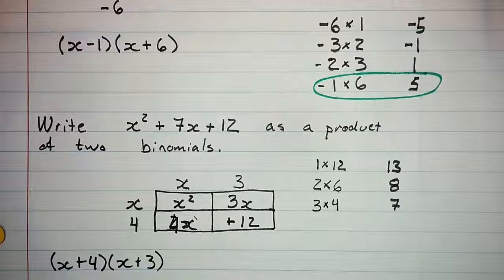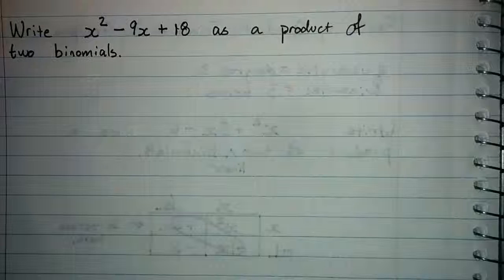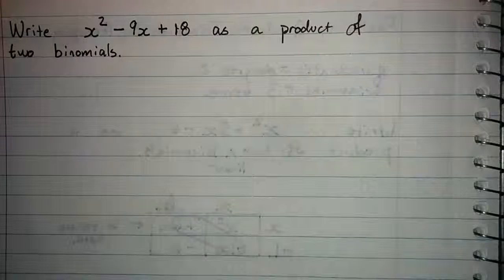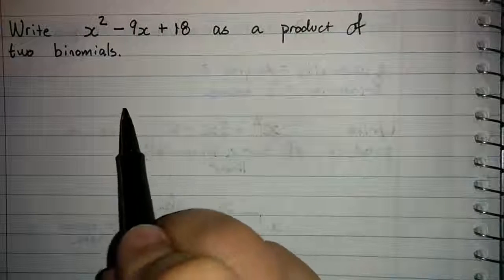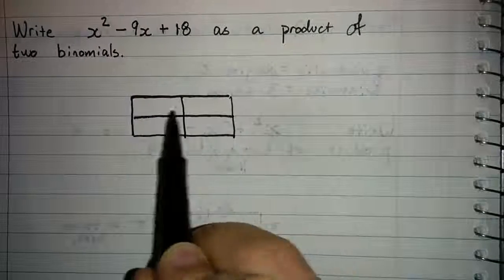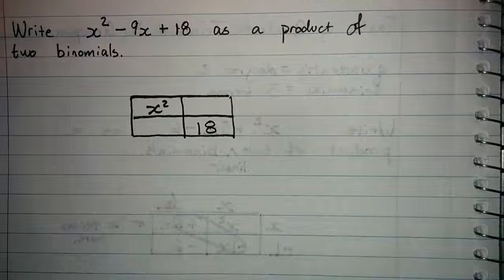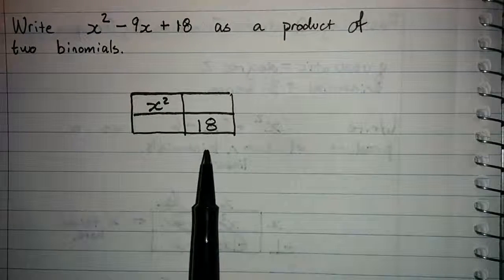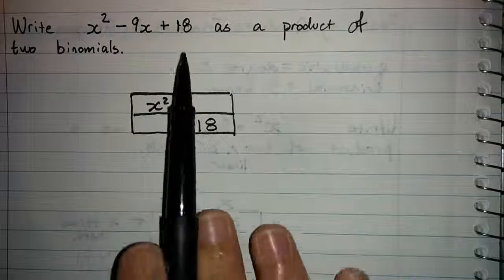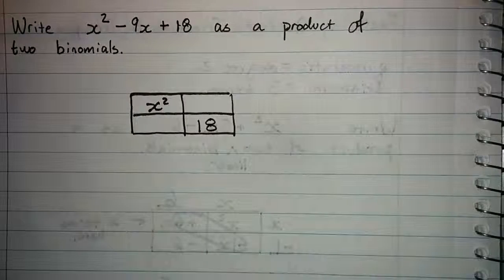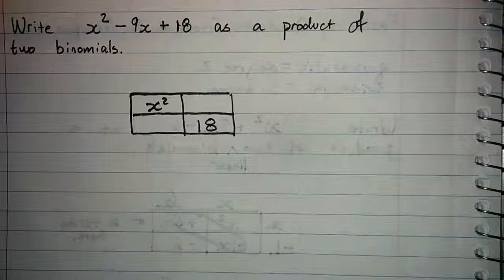All right, I'm going to give you one of these to try. Write x squared minus 9x plus 18 as a product of two binomials. Pause the video and try this now. All right, so we're going to have our x squared here and our positive 18 down here. Now we want to find two numbers whose product is positive 18 and whose sum is negative 9. I think those are going to have to both be negative numbers.